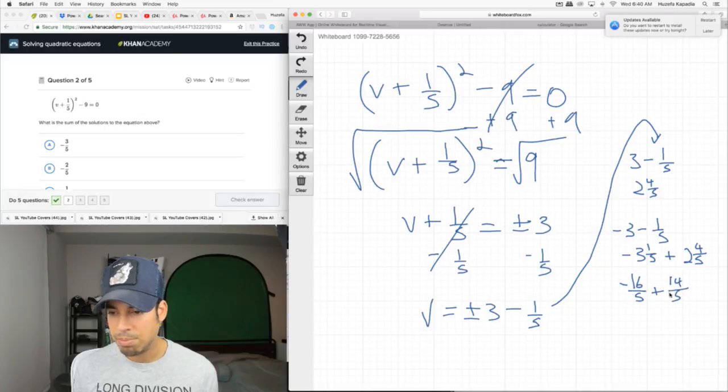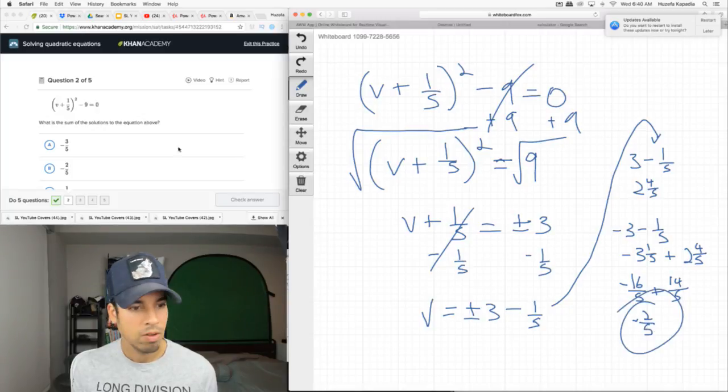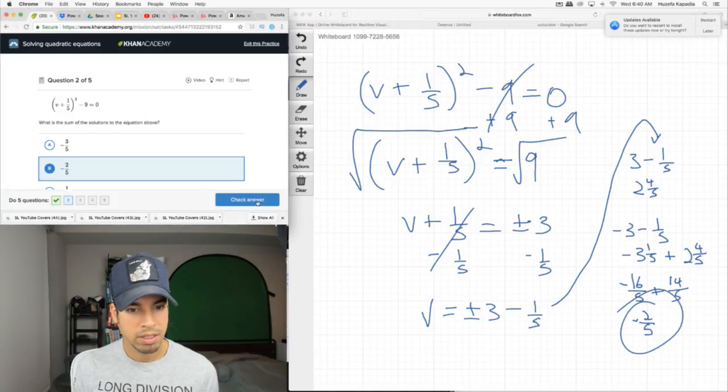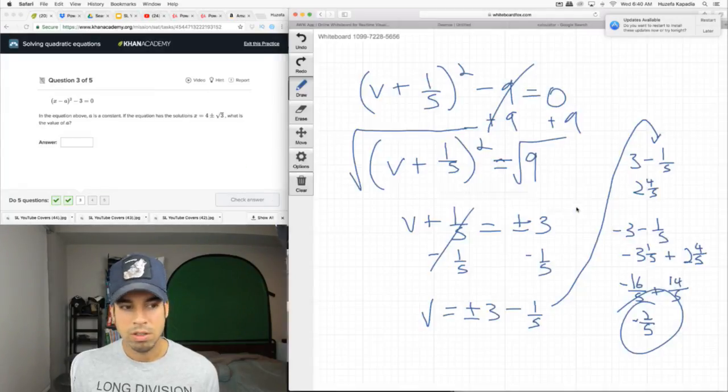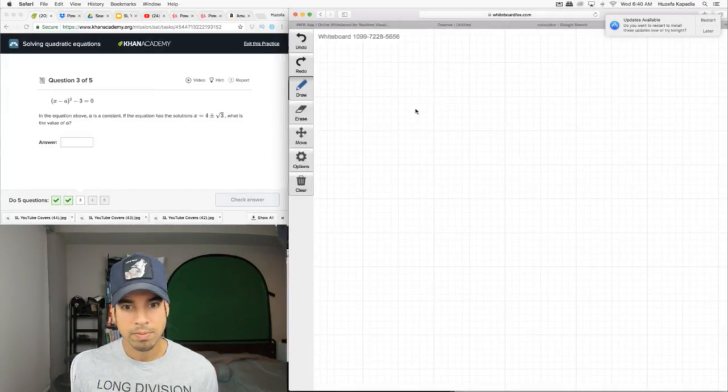Now we got a negative and a positive. We just do like subtraction. And because the negative quantity has a greater absolute value, it's negative 2/5. So B should be our answer if I did that correctly. All right, cool. Number 3.